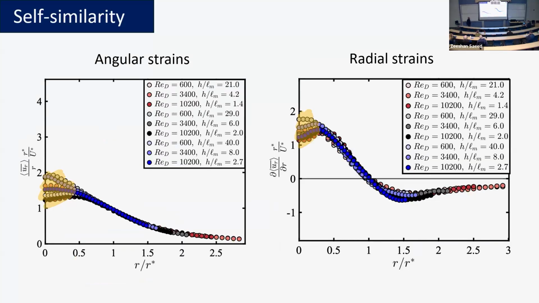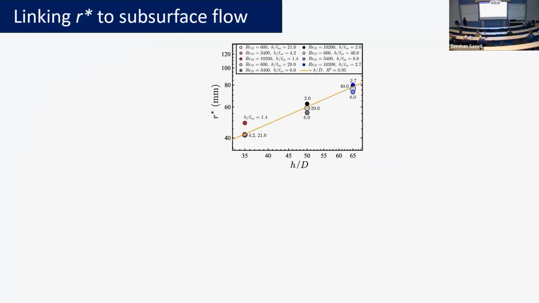If I do that for the mean strains, the radial strains and the angular strains, they also collapse, except within this region. And that has nothing to do with the validity of this collapse. It only has to do with the limitations of the experimental data that I have. I have finite resolution, and distances very close to the origin mean that I'm dividing the values by very small values, and that tends to amplify any numerical uncertainty in my velocity measurements. So that's what that scatter is about.